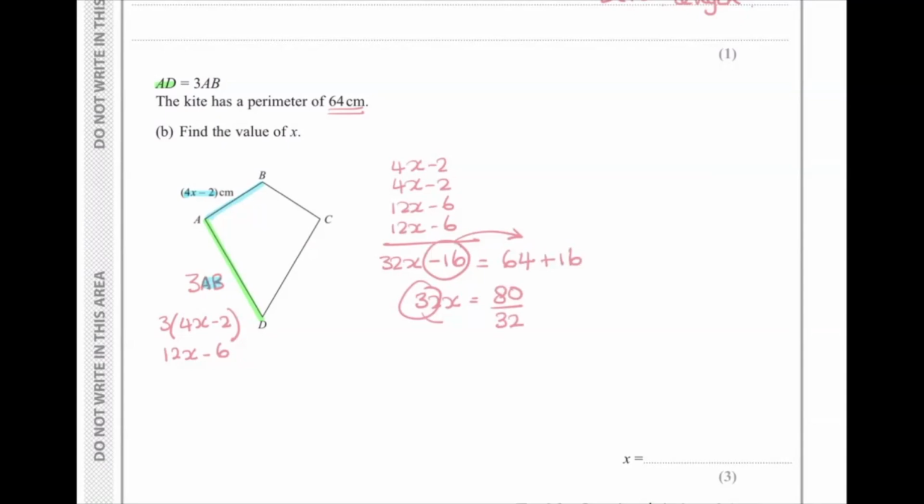However, if you want to simplify it, you can literally just halve. Divide by 2 is 40 over 16. Dividing by 2 again would give us 20 over 8. We could divide by 2 again to give us 10 over 4, and then again to give us 5 over 2. That's the same fraction simplified. And as a decimal, it would be 2.5. But remember, they are asking you to find the value of x, which we did at this point here.